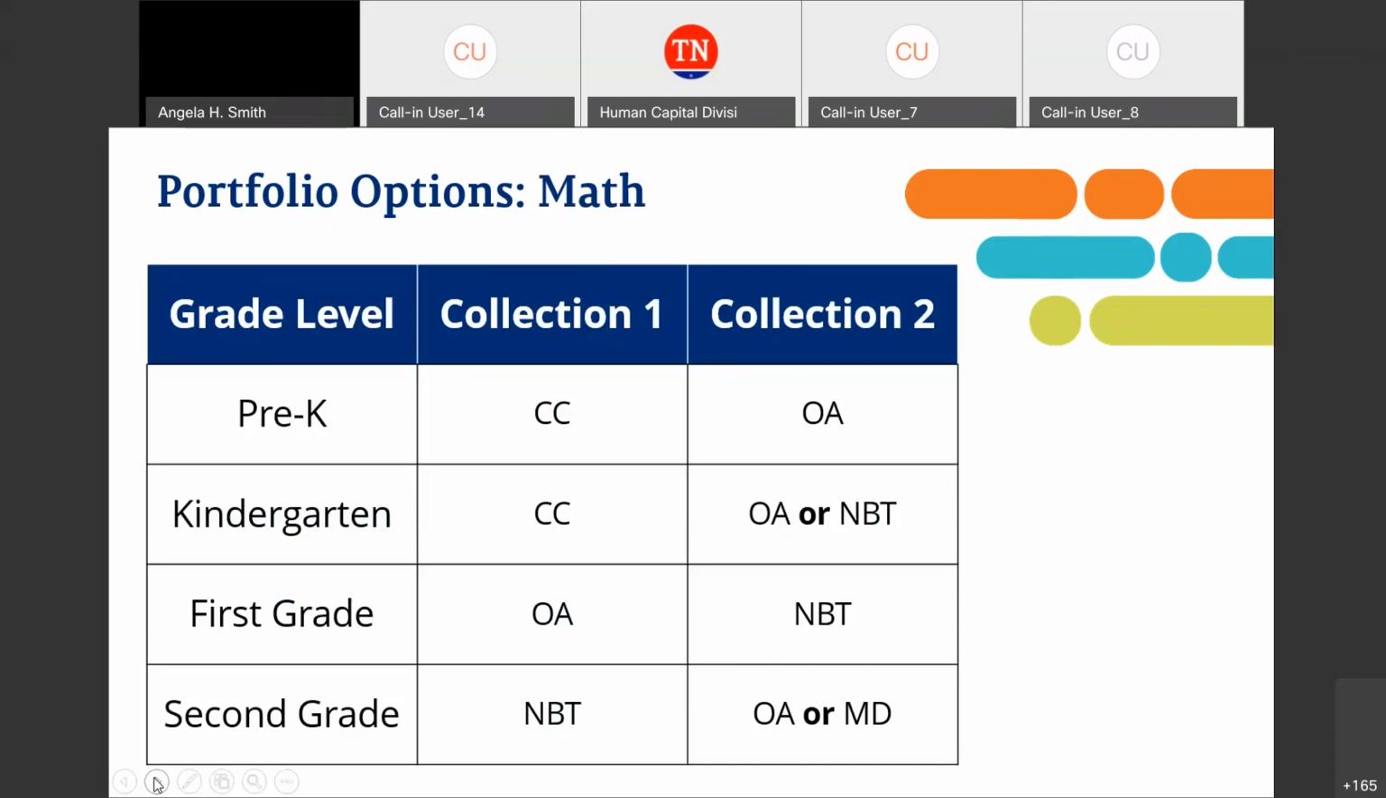Kindergarten teachers should choose 1 counting and cardinality standard and 1 standard from either operations and algebraic thinking or numbers and base 10. First grade teachers should choose 1 operations and algebraic thinking standard and 1 numbers and base 10 standard. Second grade teachers should choose 1 numbers and base 10 standard and 1 standard from either operations and algebraic thinking or measurement and data.